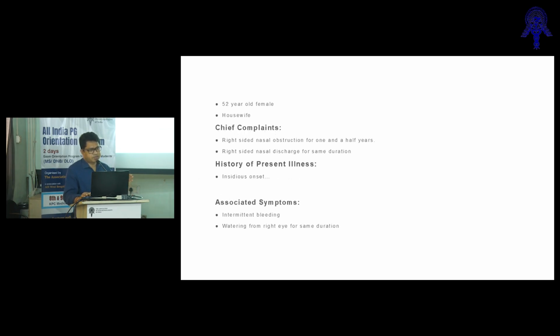You should write like this: a 52-year-old female housewife presented with a right-sided nasal mass for 1.5 years, with right-sided occasional nasal obstruction and right-sided nasal discharge for the same duration, insidious in onset, and intermittent bleeding.